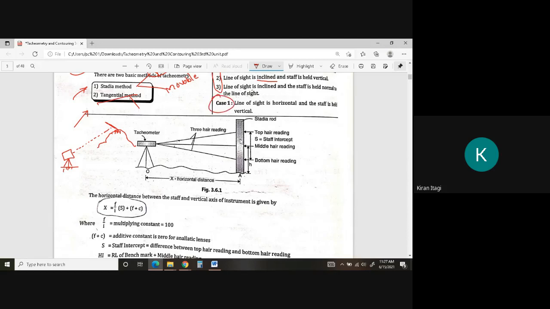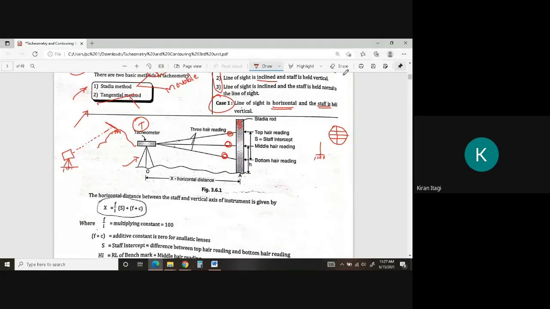So this is case one. Go to the first case, where the line of sight is horizontal and the staff is held vertical. Here you can see the representation. This is your tachometer, either a theodolite or a tachometer. Here you can see the staff, the stadia rod or leveling staff, held vertically upward. Once you see through the eyepiece, it will look like this: top here, middle here, bottom here. This is the top one, this is the middle one, and this is the bottom one.